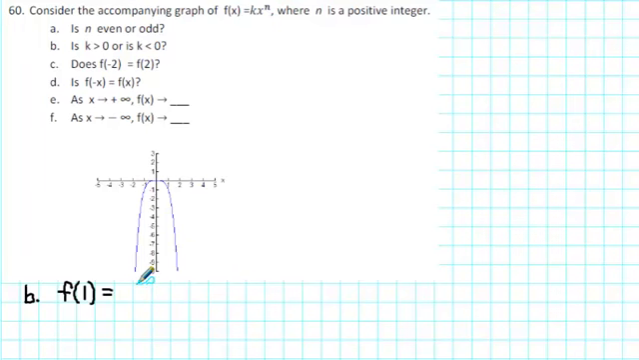We simply substitute 1 for each x, and we get k times 1 to the n. Now, even though we don't know what n is, we do know that it's a positive integer, and when we raise 1 to a positive integer, we get the number 1. For example, 1 times 1 is equal to 1. 1 times 1 times 1 is equal to 1, and so on. So 1 to the n is 1. 1 times k is k. So f of 1 is equal to k.